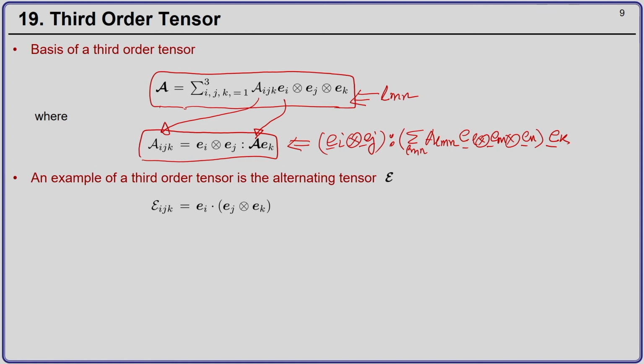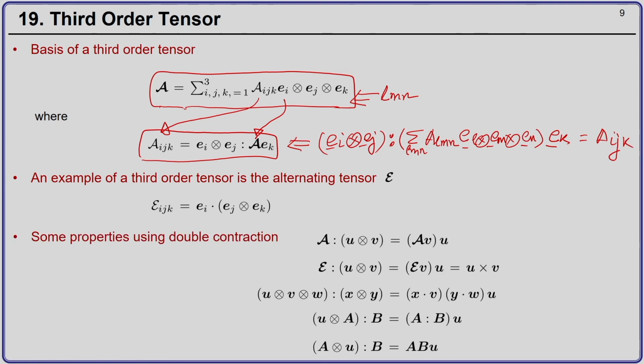Okay. And then you use the properties which are mentioned in the previous slides, and you can simply show that you will get A_ijk. So, one of the examples of a third order tensor is the alternating tensor epsilon. That is your permutation symbol. So, epsilon_ijk is given by e_i dot e_j tensor product e_k.